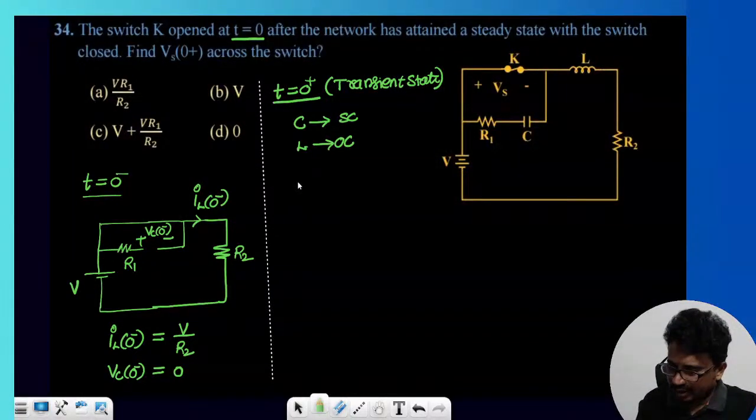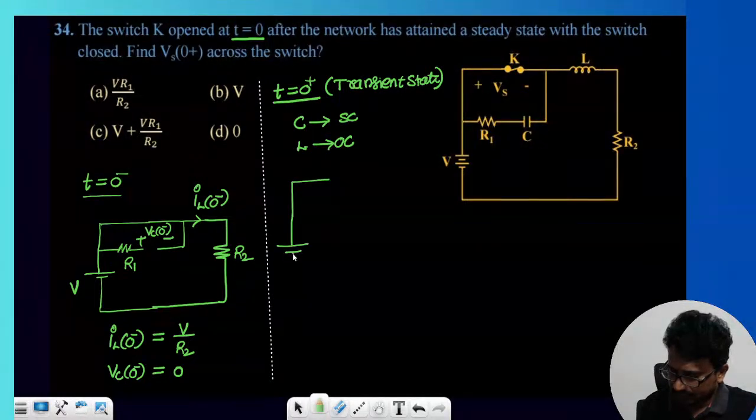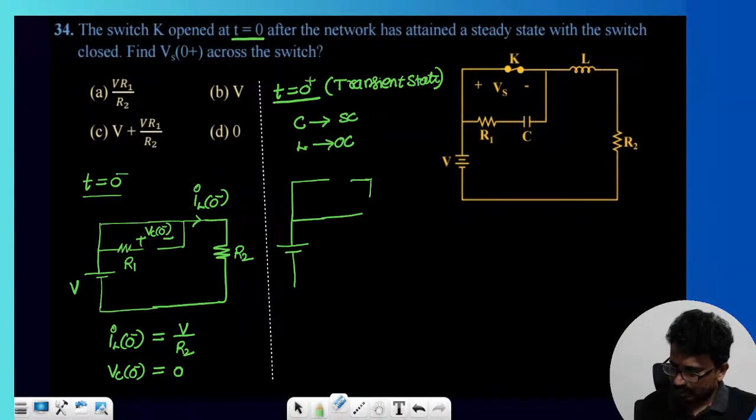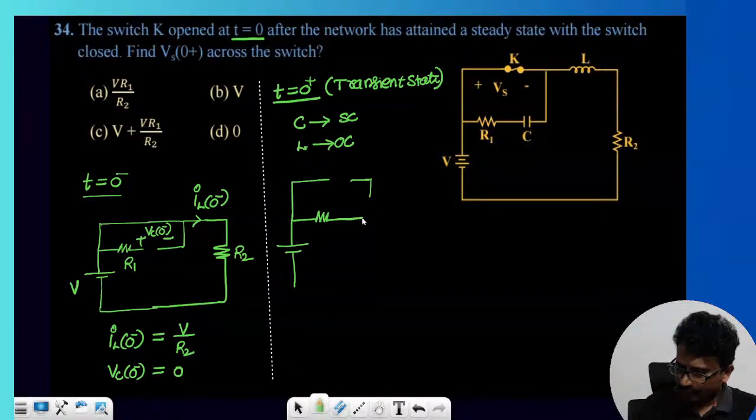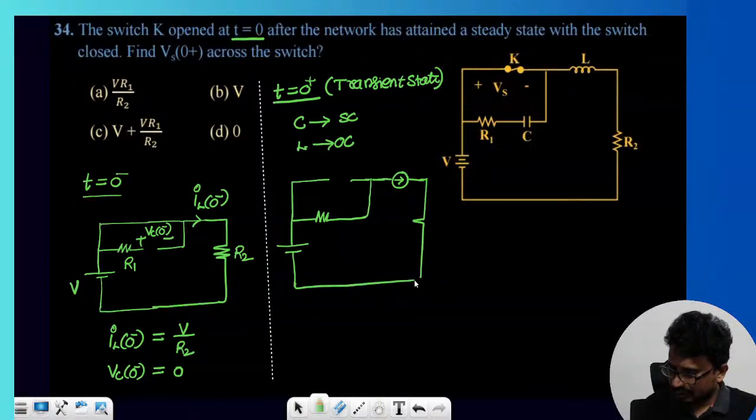So at t is equal to 0 plus we are doing this. The switch is open here. Now draw this circuit. So the capacitor is shorted like this, the switch is opened, and the resistor is there. And this inductor is opened with the initial current, so there is some initial current. Here this is R1 and this is R2, this is V.